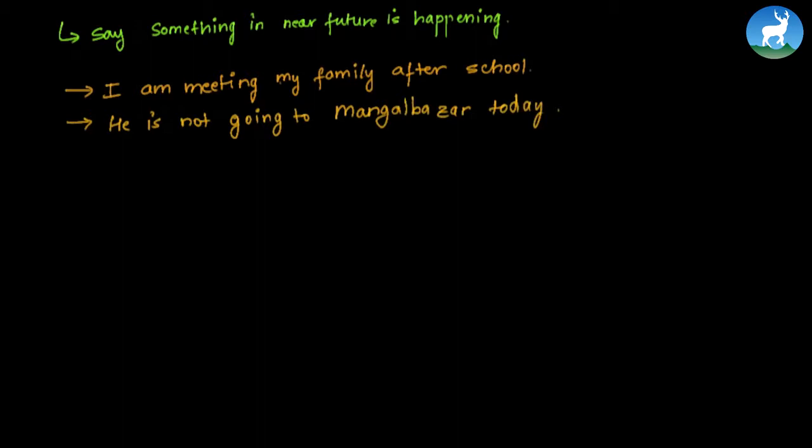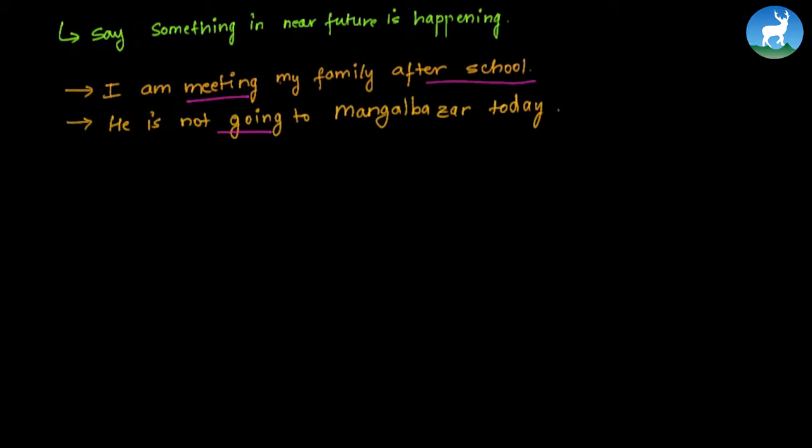As I'm saying that I am meeting my family after school, after school is when school ends today. So when the school ends today, I am meeting my mother, my father, my family. He is not going to Mangal Bazaar today. Today is a near future. So in the near future, he is not going to Mangal Bazaar. We're using the present continuous tense.